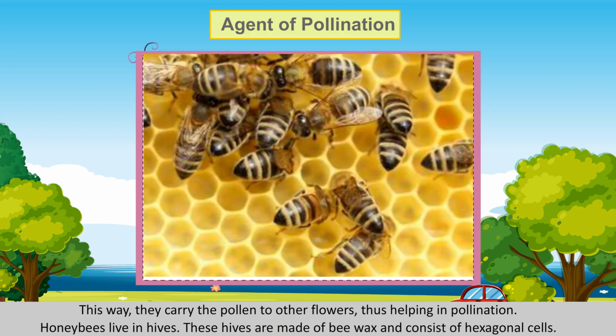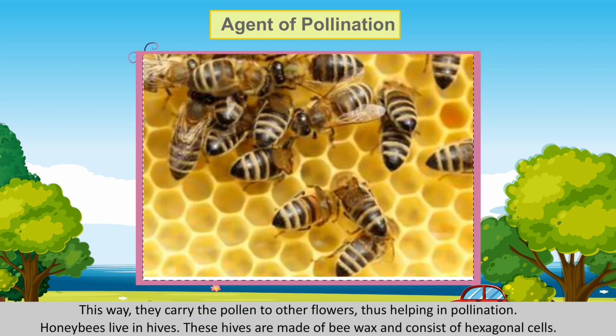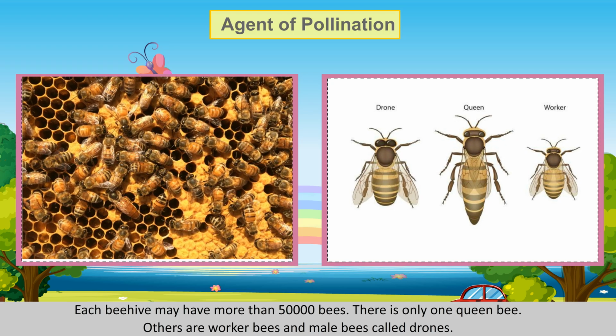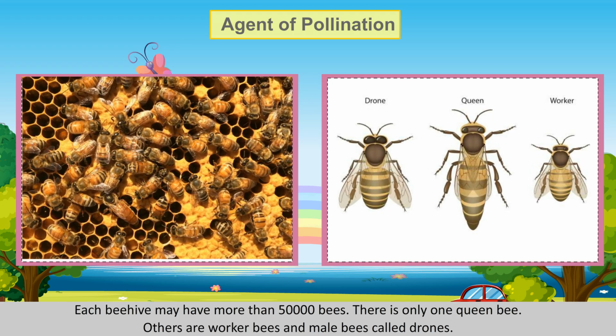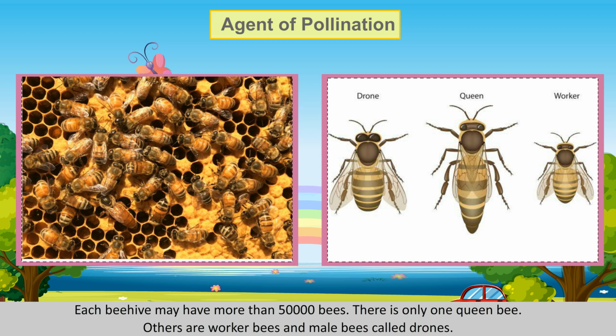Honeybees live in hives. These hives are made of beeswax and consist of hexagonal cells. Each beehive may have more than 50,000 bees. There is only one queen bee. Others are worker bees and male bees called drones.